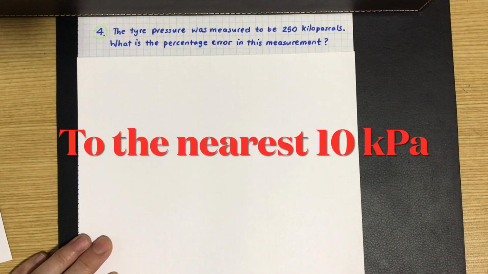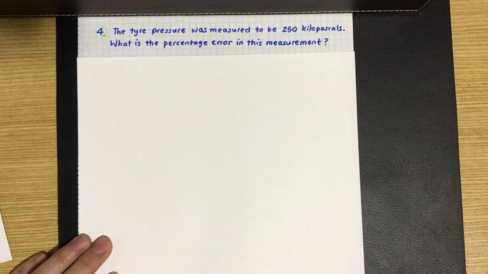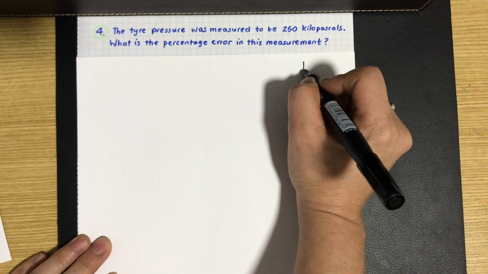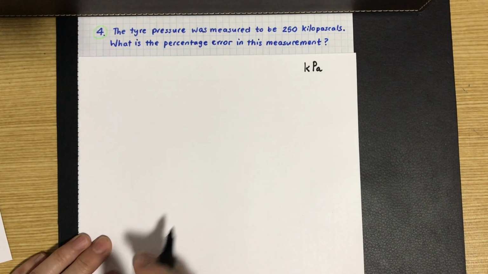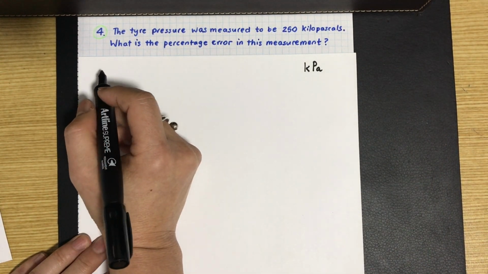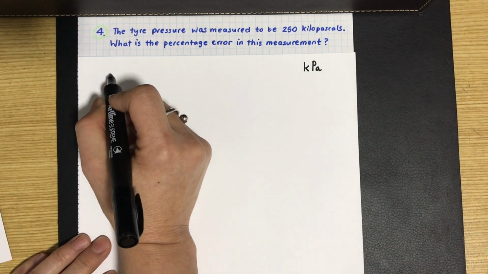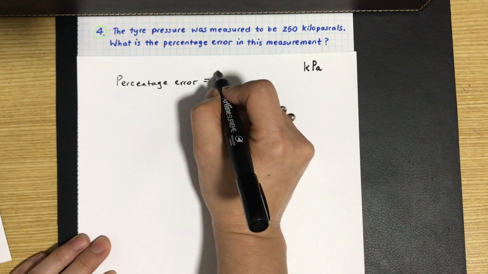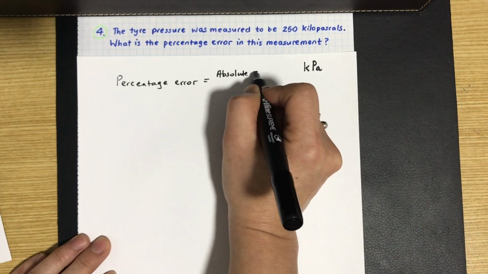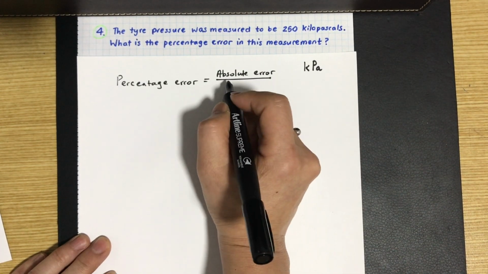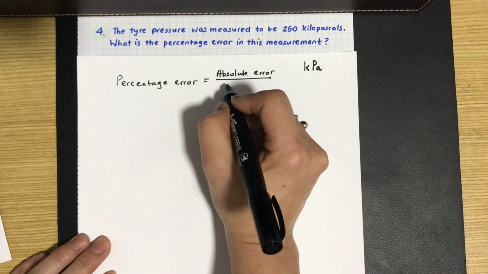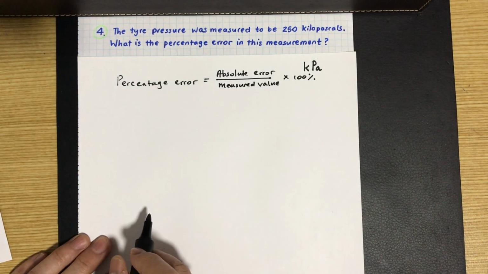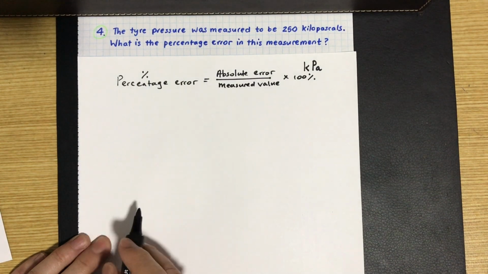So what is the percentage error in this measurement? The short writing unit is a pascal, okay? All right, so first thing we need to know is the formula for percentage error. I'll go absolute error over true value or measured value. I have to do it times by 100%, obviously, because we want the percentage here.